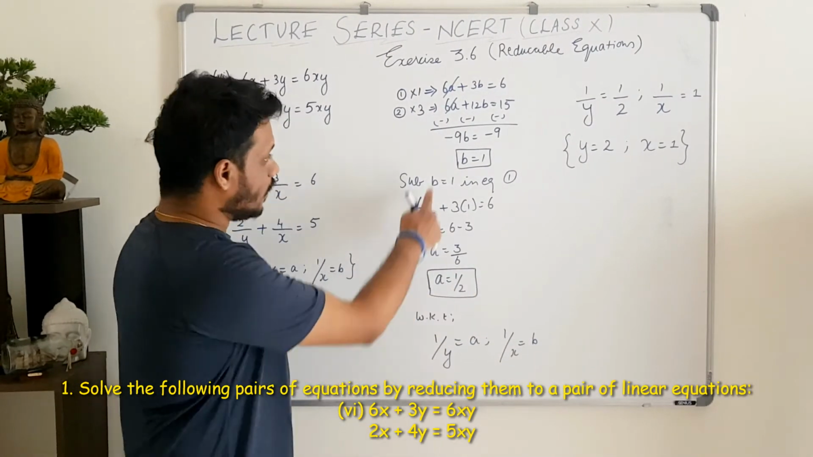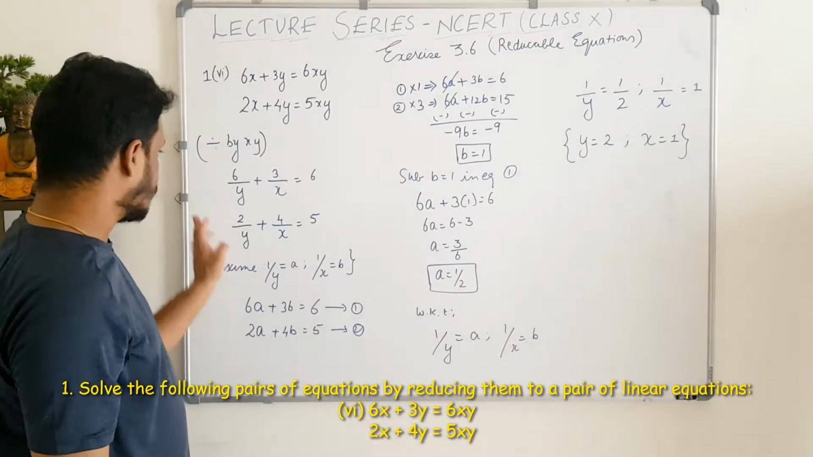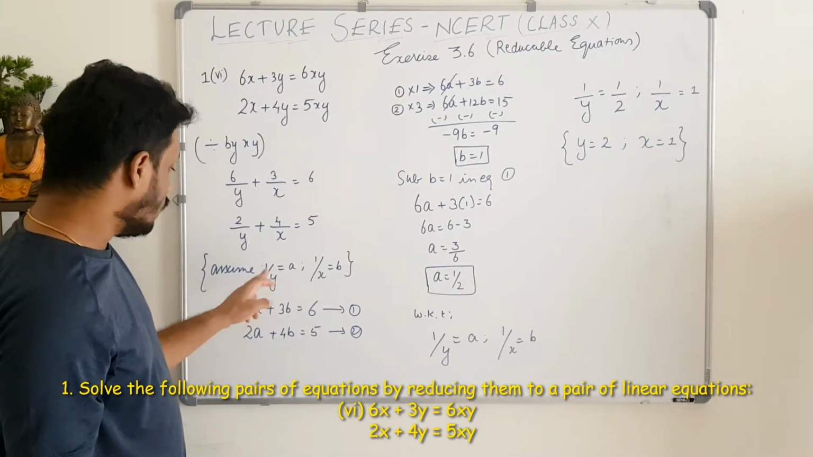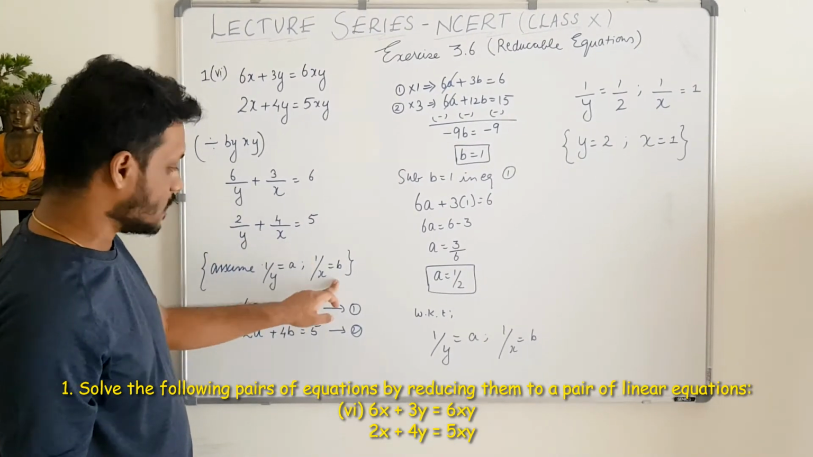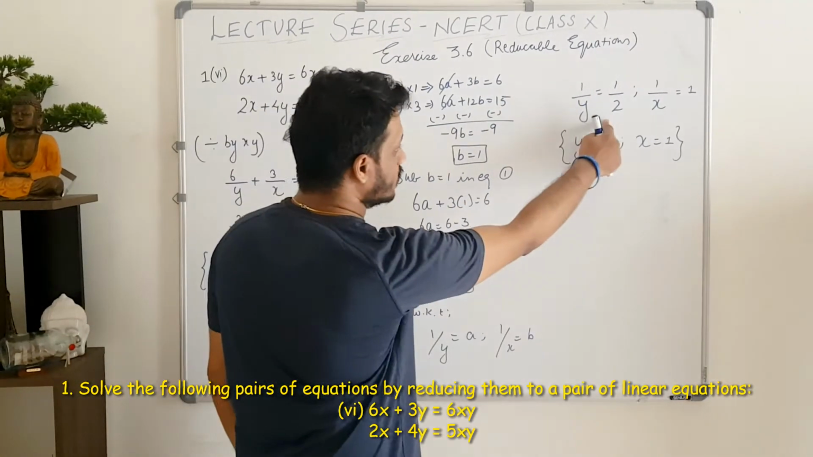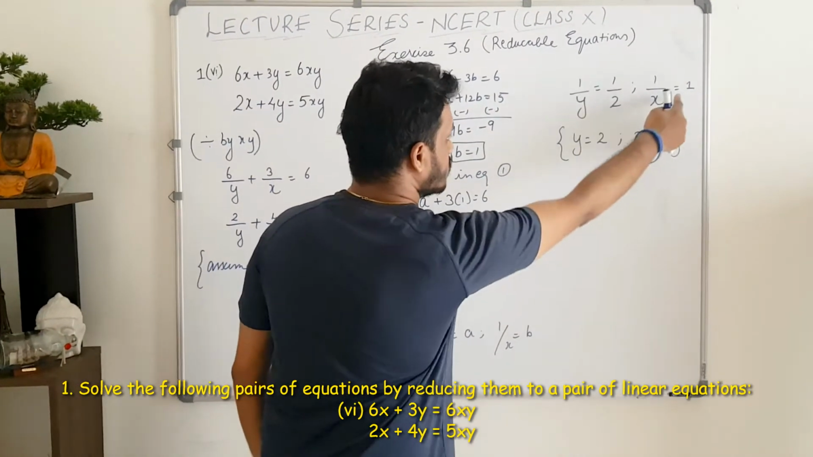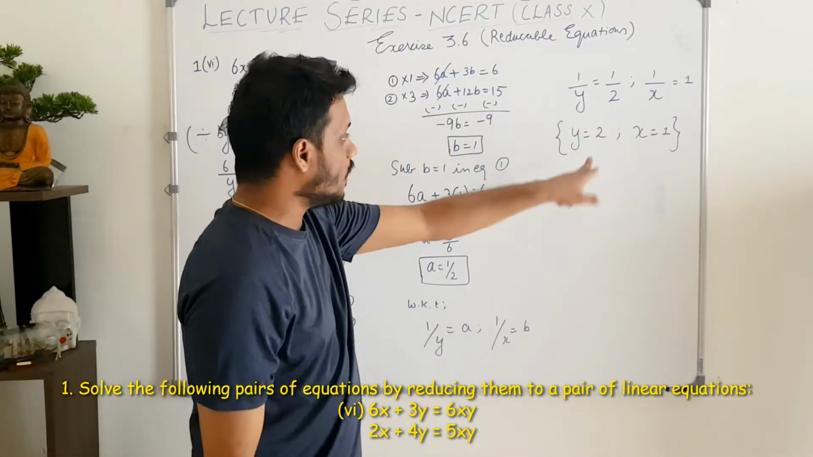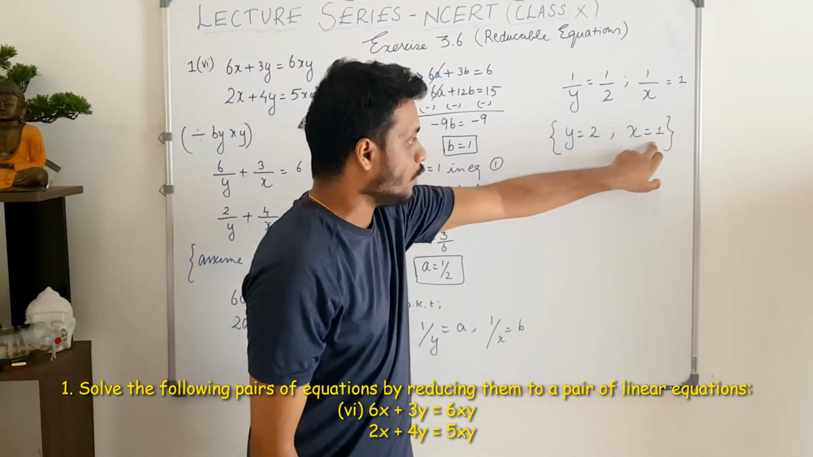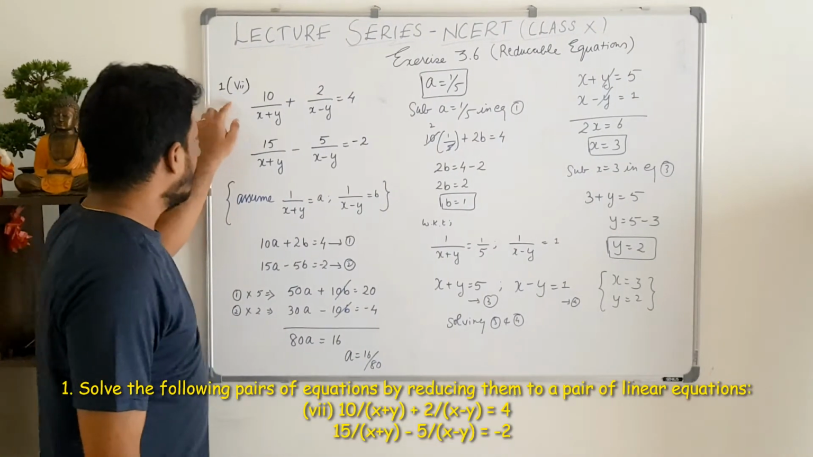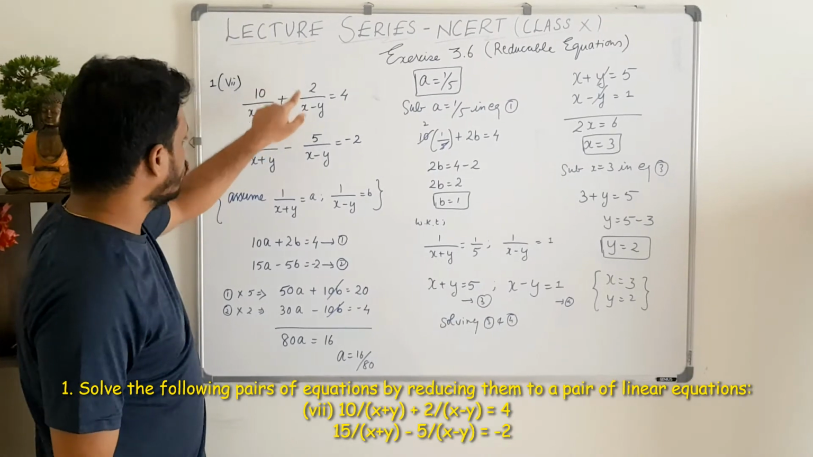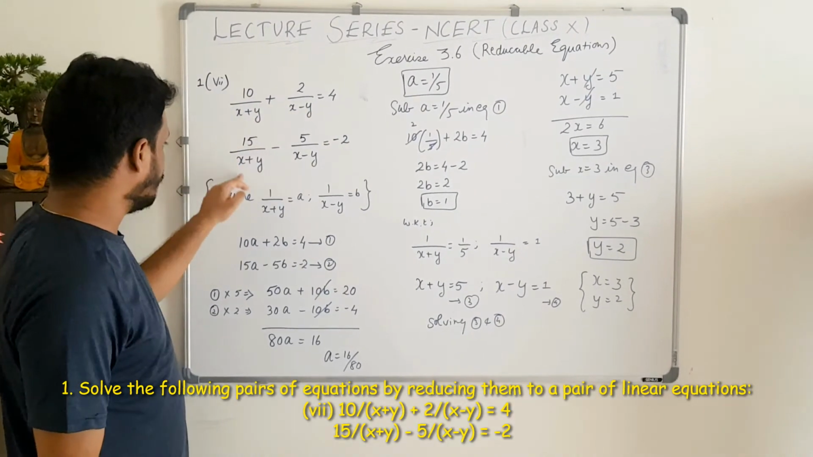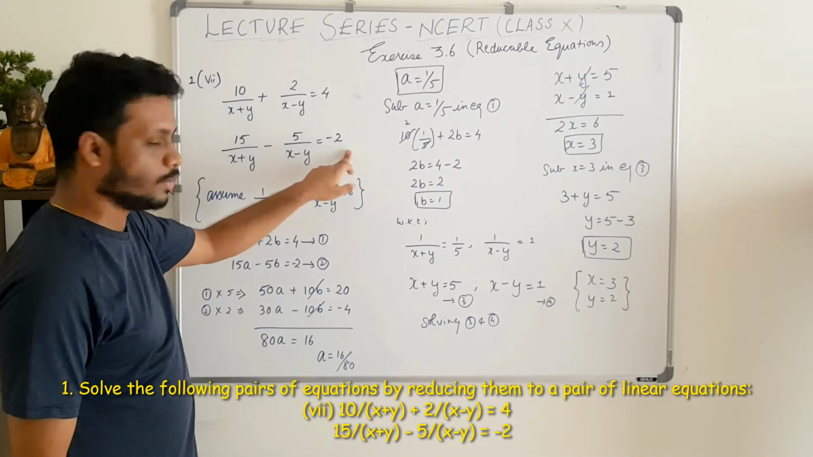So I've obtained the value of a and b. Now I go back to find the value of x and y using the assumption that we have made. We have made 1 by y as a and 1 by x as b. So I'm just equating the value. 1 by y is a, which is 1 by 2. 1 by x is b, which is equal to 1. So on cross multiplying, I see y would be 2 and x would be 1, which is the seventh subdivision. We have 10 by (x plus y) plus 2 by (x minus y) equal to 4, and 15 by (x plus y) minus 5 by (x minus y) equal to minus 2.